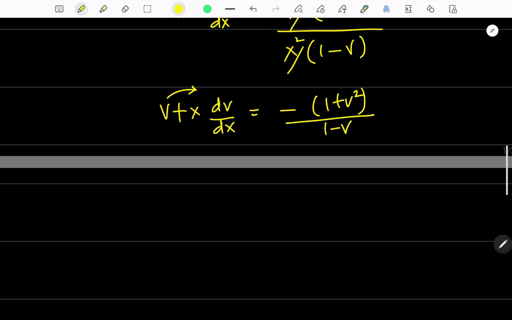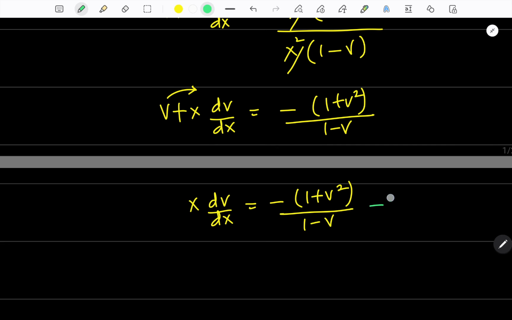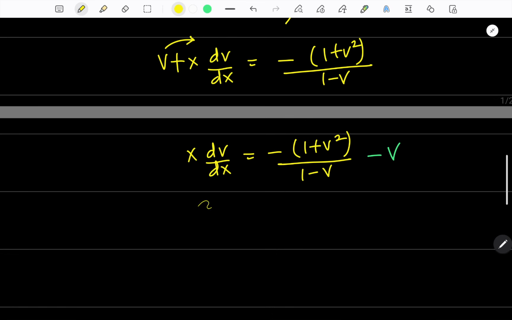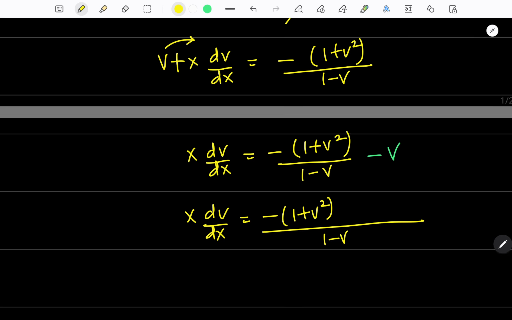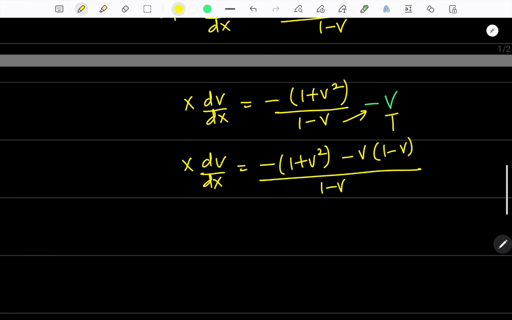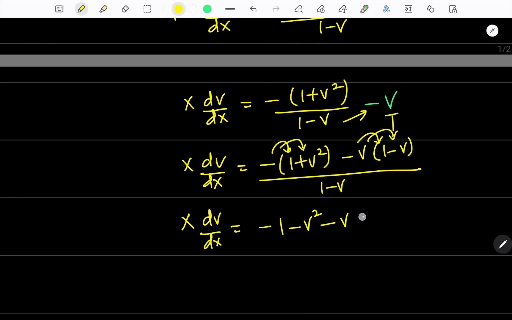Now I'm going to take this v other side. Okay. So x dv by dx is equal to minus 1 plus v square divided by 1 minus v, and then this minus v I'm taking this side. So x dv by dx is equal to minus 1 plus v square. After that, I'm taking 1 minus v as an LCM. So minus v, this should be multiplied, v into 1 minus v, because this is v by 1. So this equals x dv by dx is equal to minus 1, I'm taking this minus, and then minus v square. I'm taking this v, so minus v. Then I'm taking this one, it's going to become plus v square divided by 1 minus v.